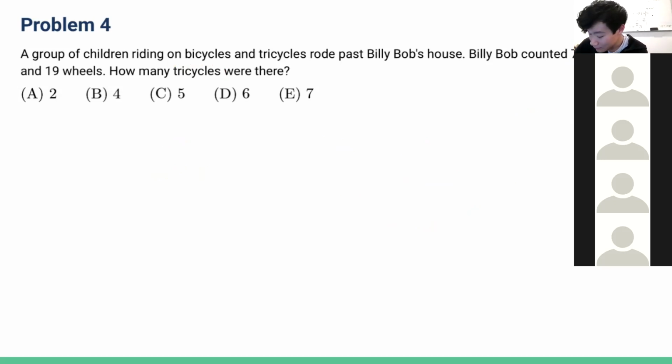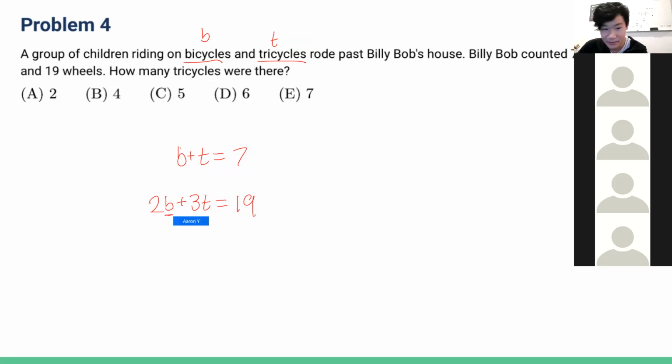So let's represent the amount of children riding on bicycles as B and the amount of children riding on tricycles as T. So we know B plus T equals 7 because there's 7 children. And we also know that the amount of wheels is just 2 times B plus 3 times T, and that equals 19. 2B, so depending on how many bicycles there are, we have to multiply by 2. Depending on how many tricycles there are, we have to multiply the wheels by 3. So we now have a system of equations. So if you know how to solve a system of equations, that's great. If not, we actually have a video on our YouTube channel and on our website on how to do this. But it's not necessary for this problem, but it's great to have.